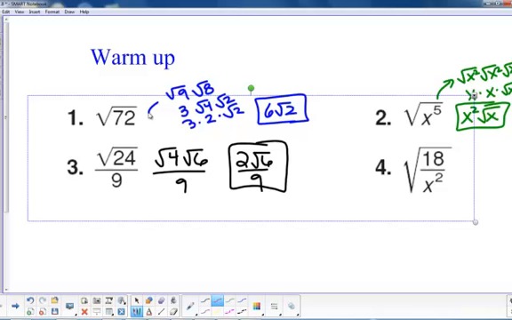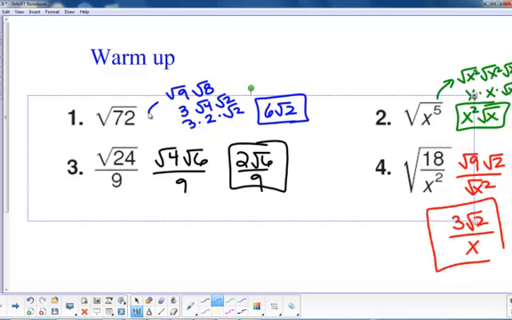And 18 is 9 times 2 over the square root of x squared. So the square root of 9 is 3. The square root of 2 is just the square root of 2. And the square root of x squared is x. Remember, if you do have a square root in the denominator, you need to get rid of it.